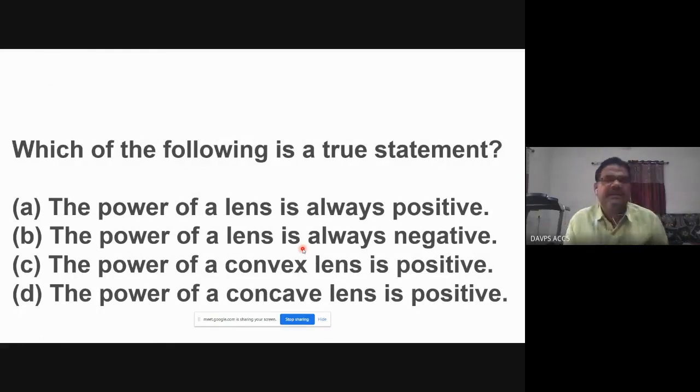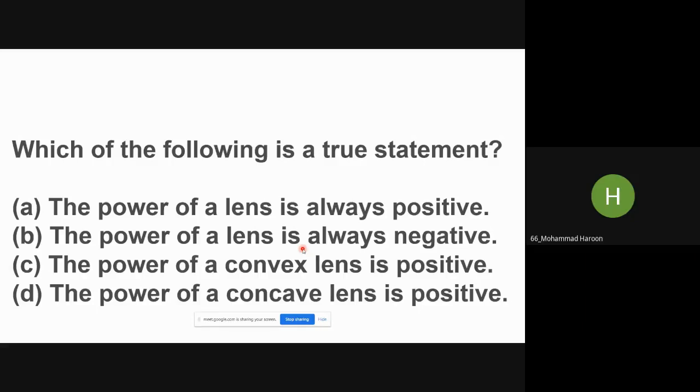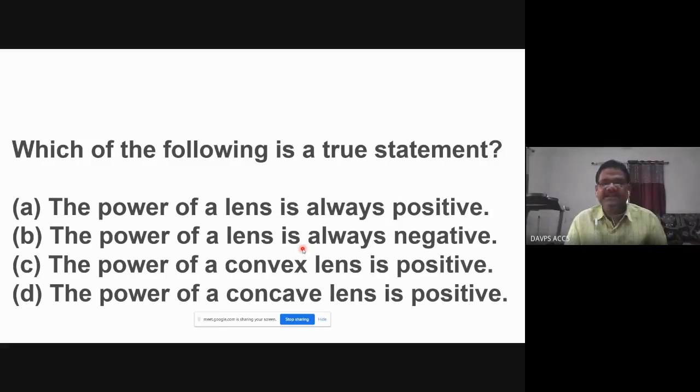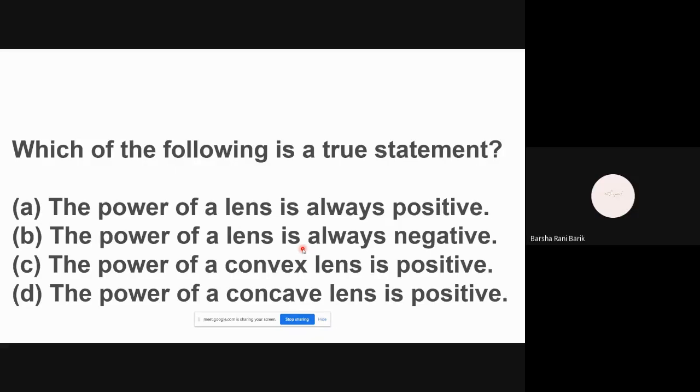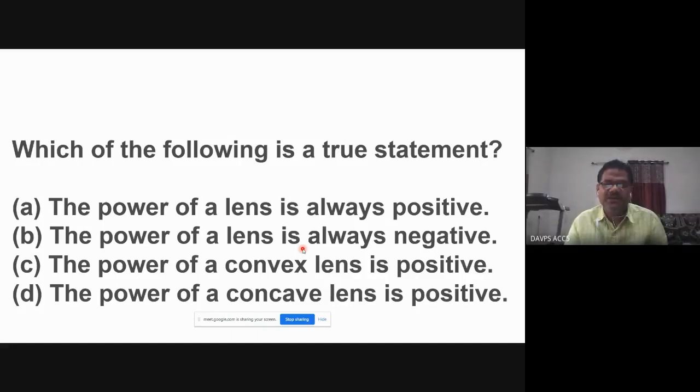Next, anybody can tell me which of the following is a true statement? Sir, C. The power of a lens is always positive.